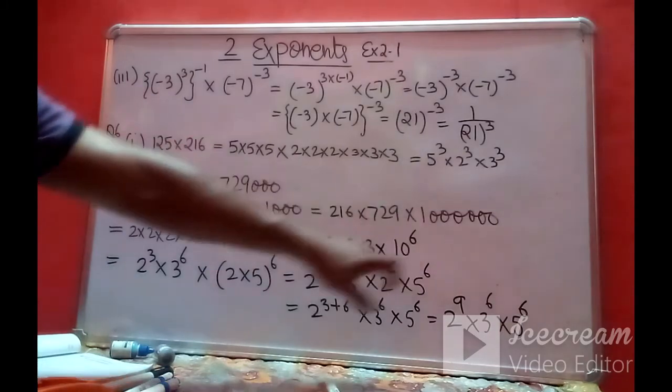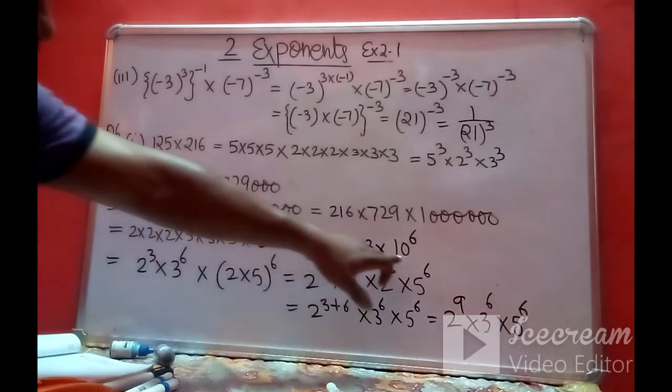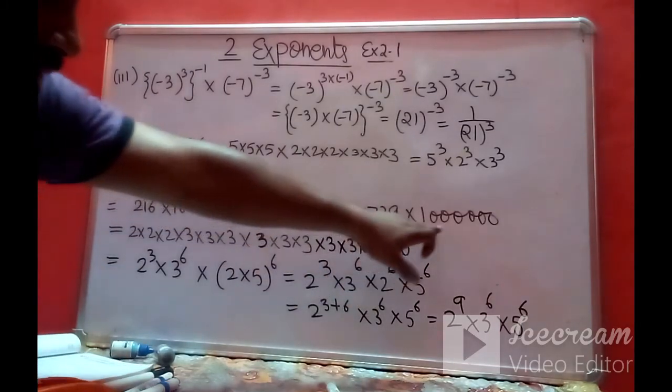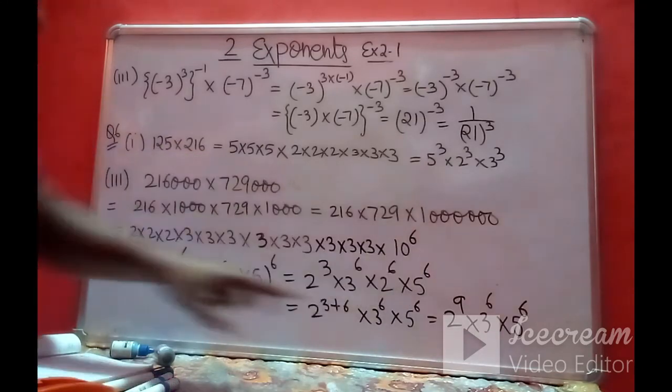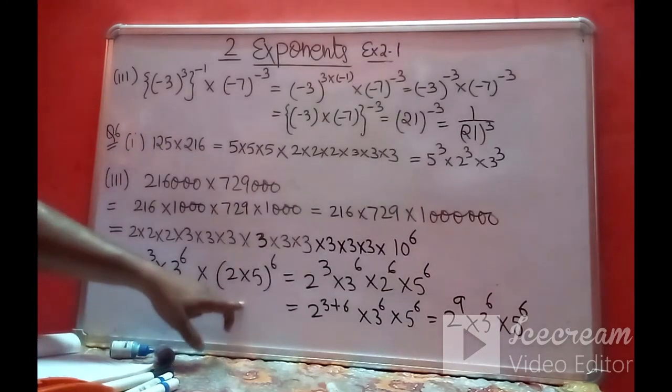So separate the zeros. 6 zeros are there, so 10 to the power 6. Then you can combine it.